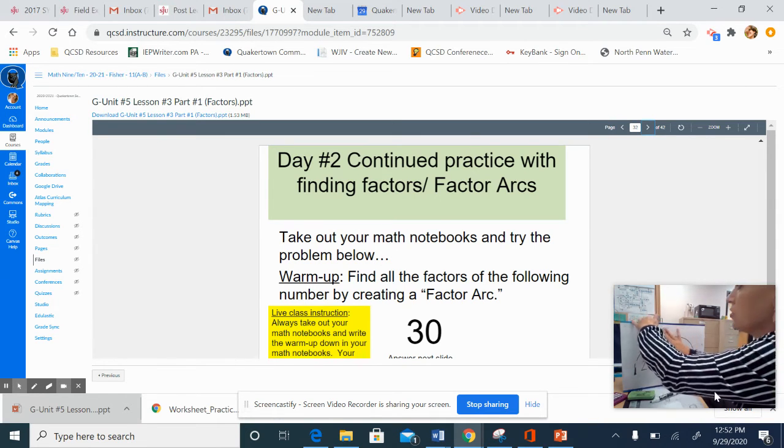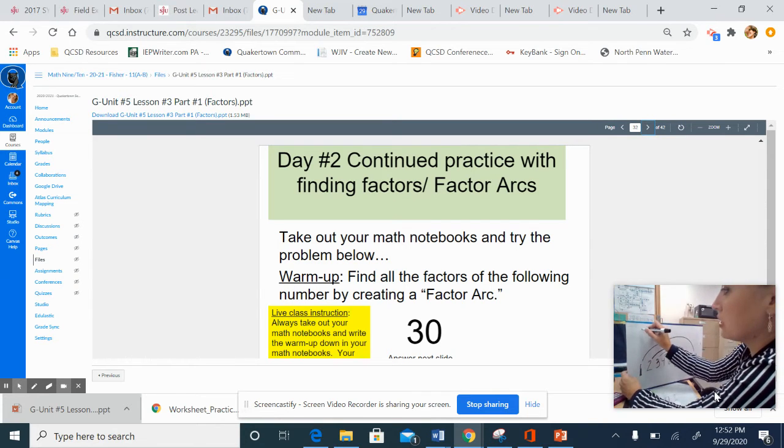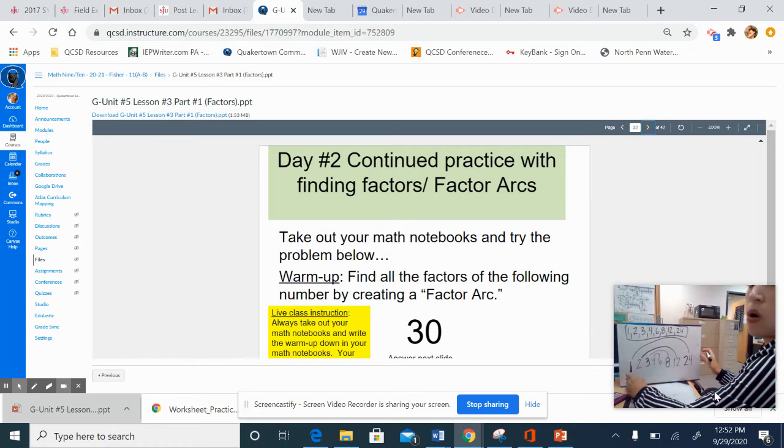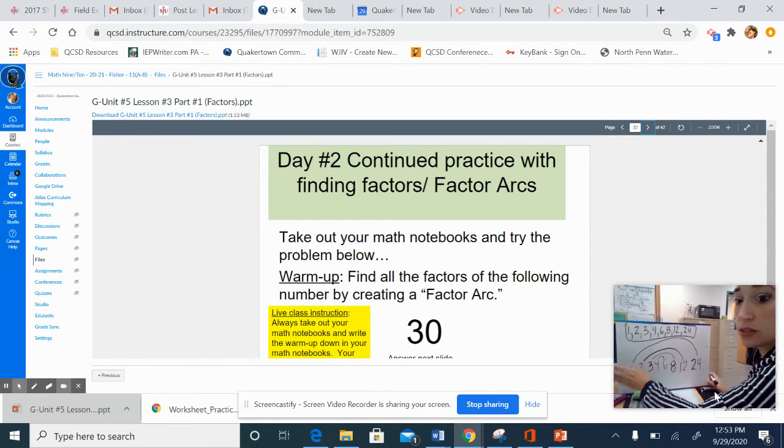Okay, so now to create your factor list for 24, you would simply write them down in numerical increasing order. 1, 2, 3, 4, 6, 8, 12, and 24. On a quiz, if you're missing a pair, it will be wrong. You need to list all of the factors.